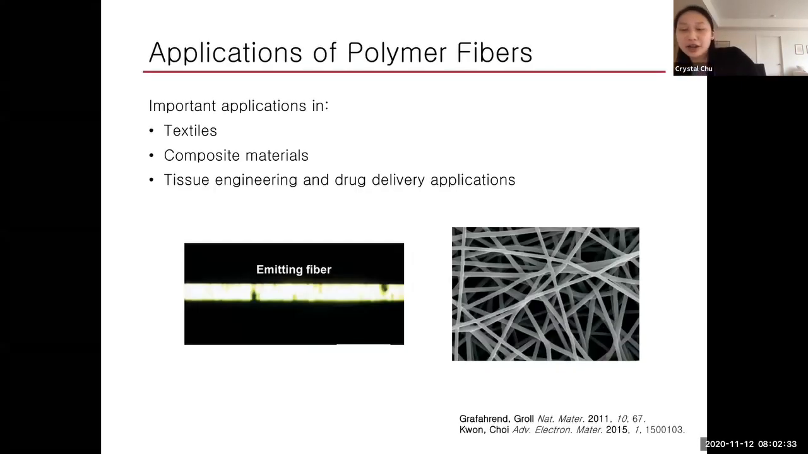There are a lot of different reasons that motivate our work in the area of polymer fibers. There are a lot of different applications of this class of materials. We see fibers in our everyday lives, for example, of course, in textiles. They're used in composite materials for enhanced mechanical properties, and as well as of particular interest to the Langer Lab, tissue engineering and drug delivery applications. You can see one example of a fiber-based biological scaffold here.